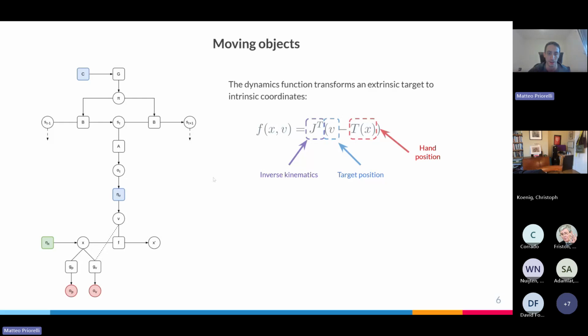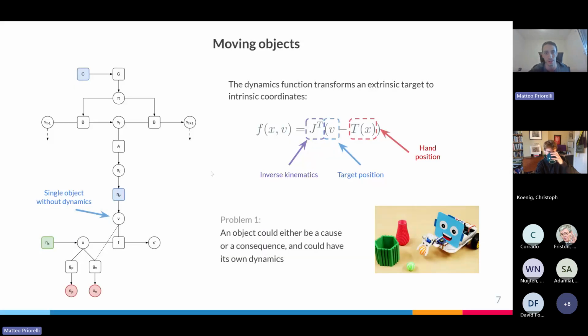However, with this basic model, we have a few issues for modeling tool use. You see here a dynamics function commonly used in robotics implementations. We usually compute a difference between the target position in the hidden causes and the hand position, which is computed by forward kinematics. But since the hidden states are encoded in intrinsic coordinates, we then convert this difference with the inverse kinematics, for example, the Jacobian transpose.